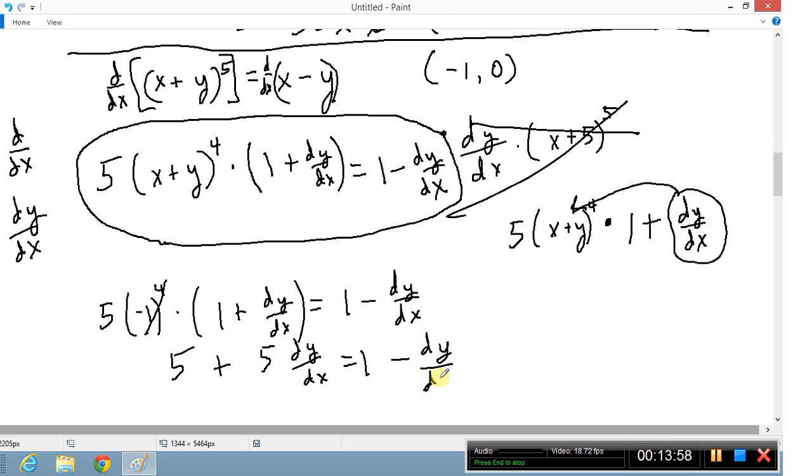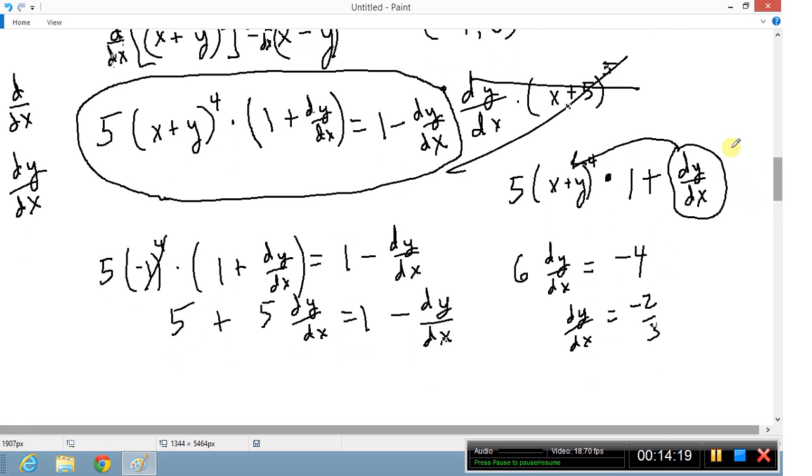Get all your dy/dx's on the left, and that's going to give you 6 of them, 6 dy/dx. And on the right, you're going to get 1 minus 5, which is -4. So dy/dx is -4 over 6, or -2 over 3. So that is the slope. And now you know the slope. You know the point is (-1, 0). So the equation is going to be y minus 0 equals -2/3 times (x minus -1), or x plus 1. Good enough.